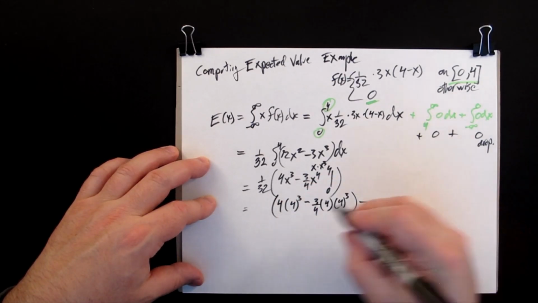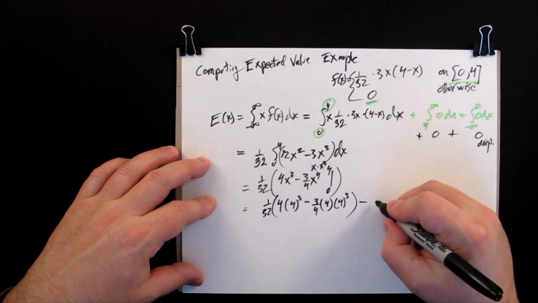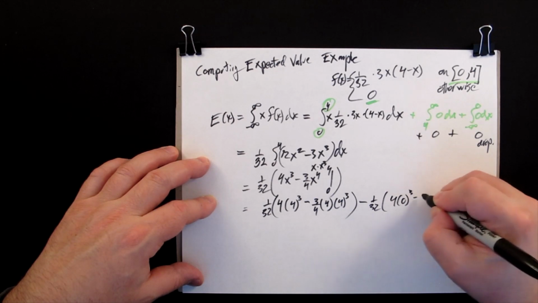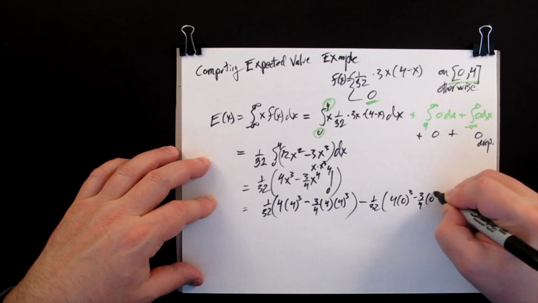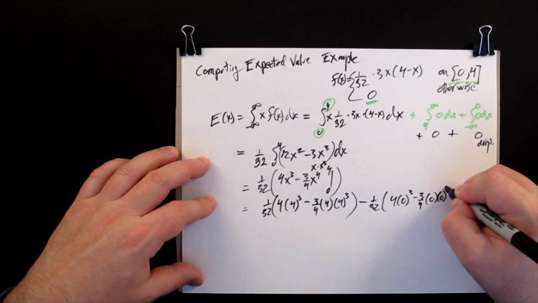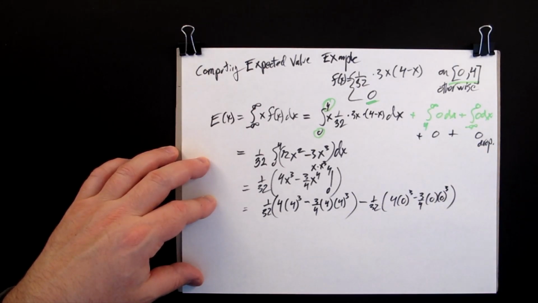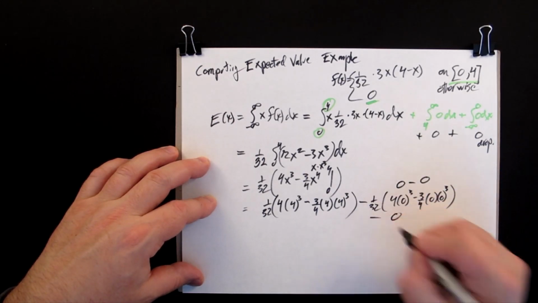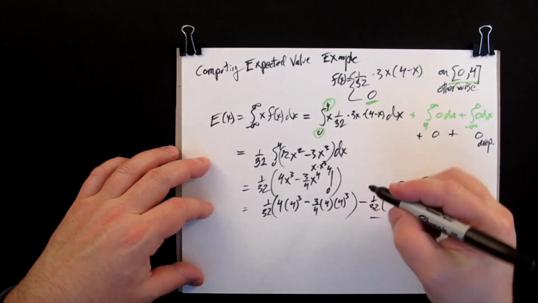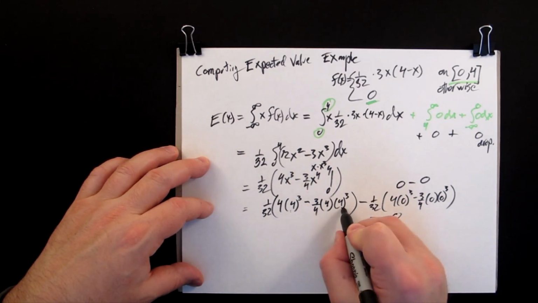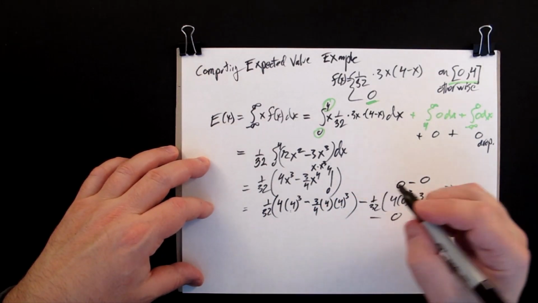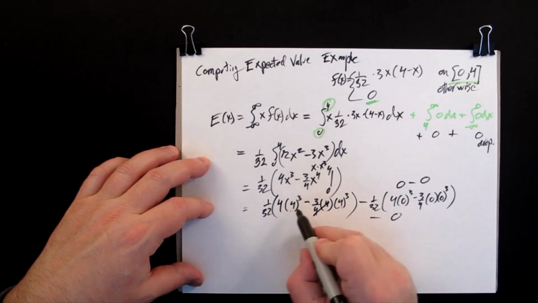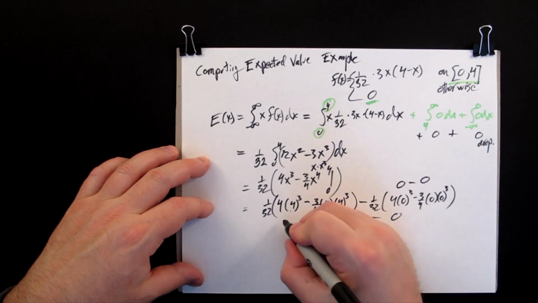So we have that, and then minus 1/32 times (4 times 0 cubed minus 3/4 times 0 to the 4th). This is 0. This is 0. So this term over here is all 0. This one, though, we have this common factor, which is 64. 4 cubed is 64. But these ones cancel. So we have 4 times 64 minus 3 times 64.